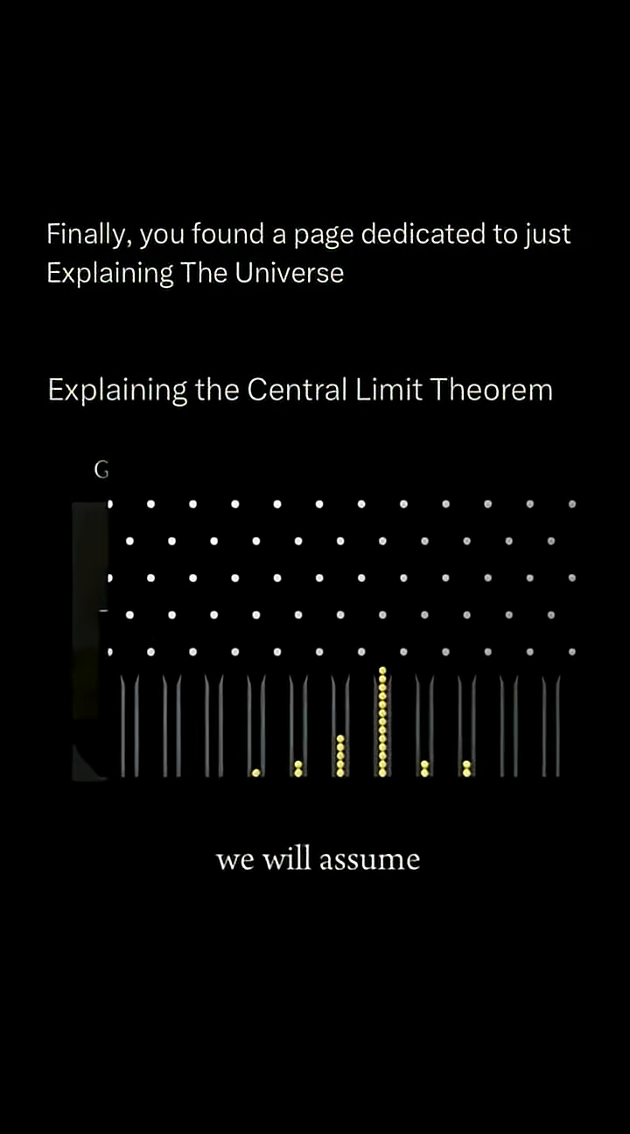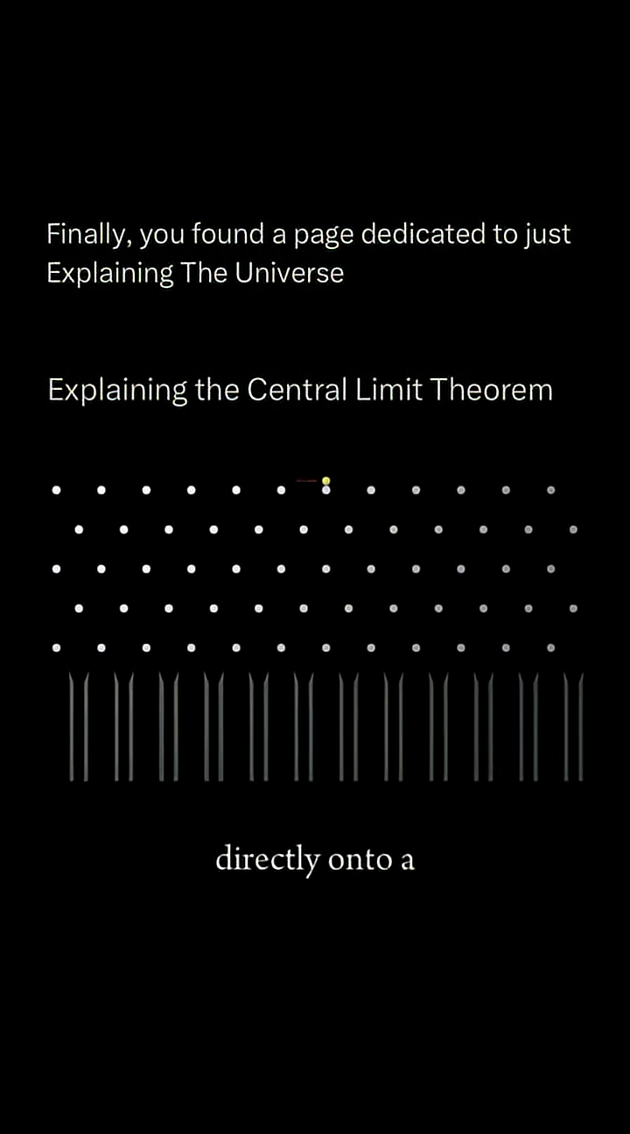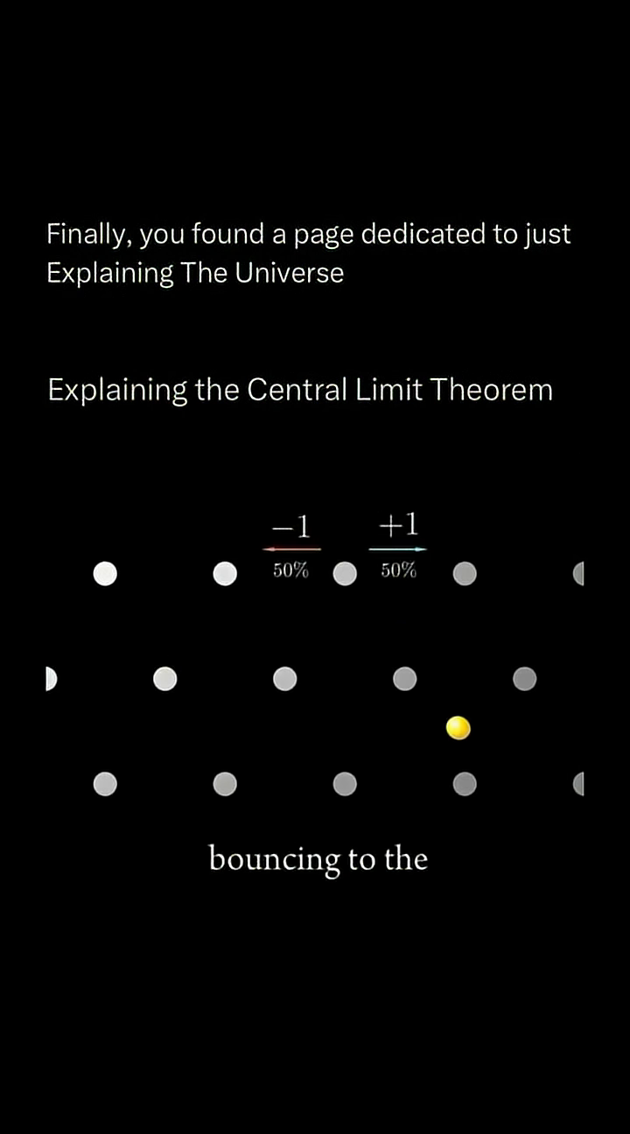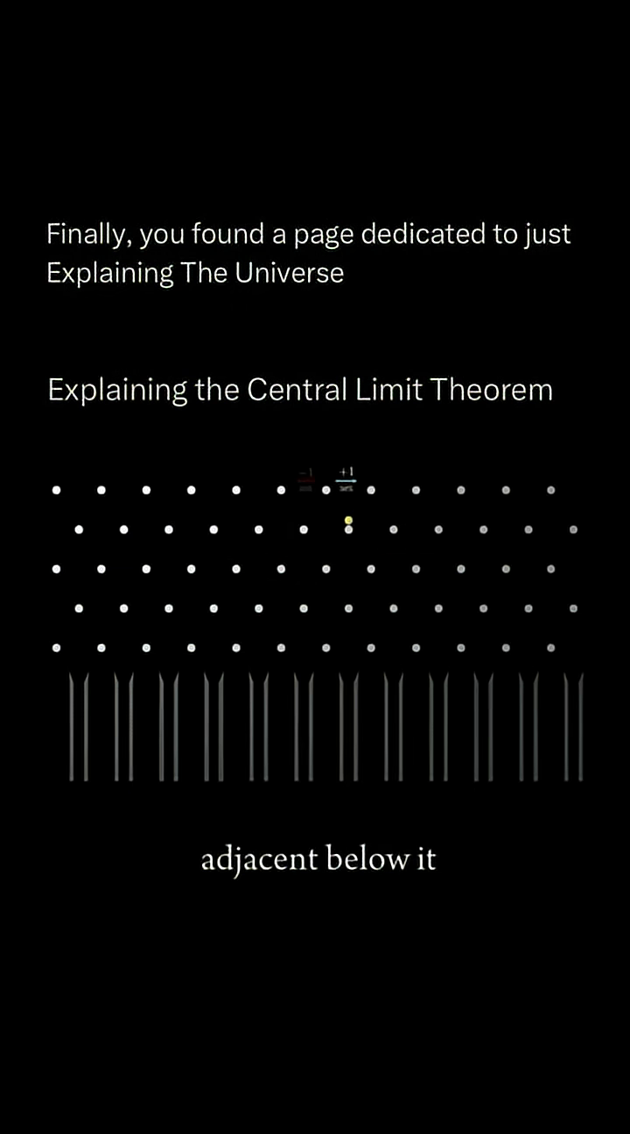In this model, we will assume that each ball falls directly onto a certain central peg, and that it has a 50-50 probability of bouncing to the left or to the right. And we'll think of each of those outcomes as either adding one or subtracting one from its position. Once one of those is chosen, we make the assumption that it happens to land dead on in the middle of the peg adjacent below it, where again it'll be faced with the same 50-50 choice of bouncing to the left or to the right.